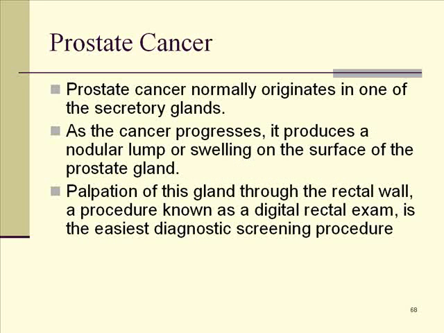Prostate cancer normally originates in one of the secretory glands. As the cancer progresses, it produces a nodular lump or a swelling on the surface of the prostate gland, which can be detected by palpation of the gland through the rectal wall. Remember where the prostate gland sits, inferior to the bladder. The bulbourethral glands sit inferior to the prostate gland. Posterior to the prostate gland is the rectum.